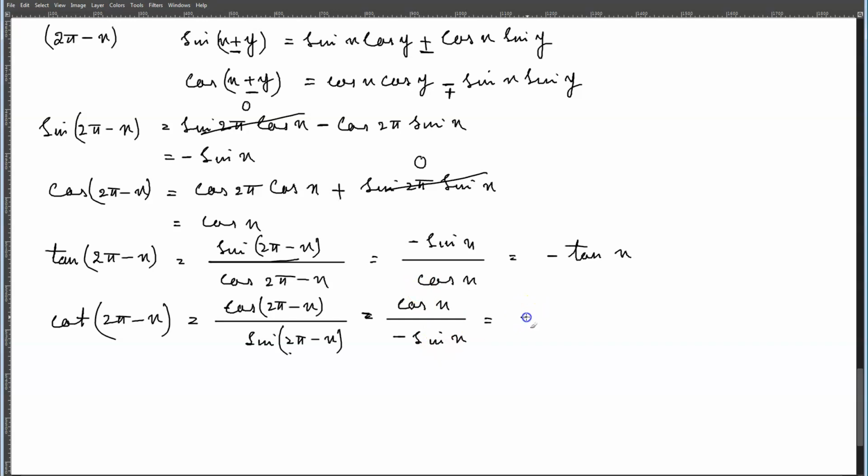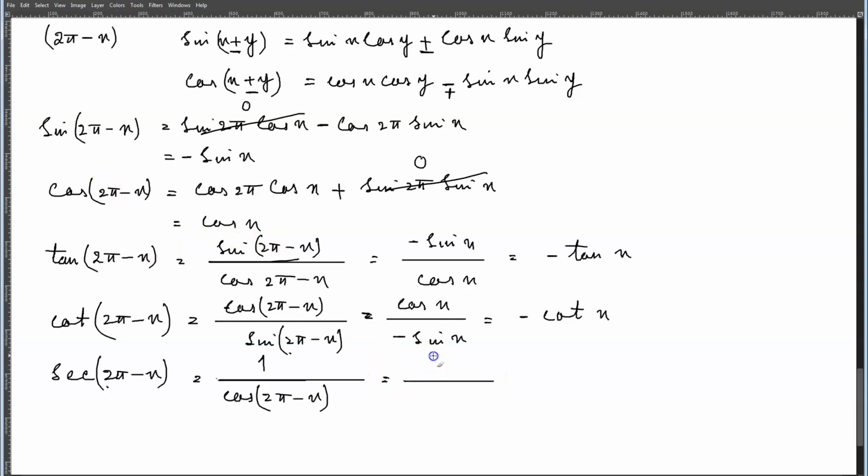So that is basically negative cot x. What is the secant of 2 pi minus x? The secant of 2 pi minus x is equal to 1 over cos of 2 pi minus x, and cos of 2 pi minus x is equal to cos x, which is equal to secant x.